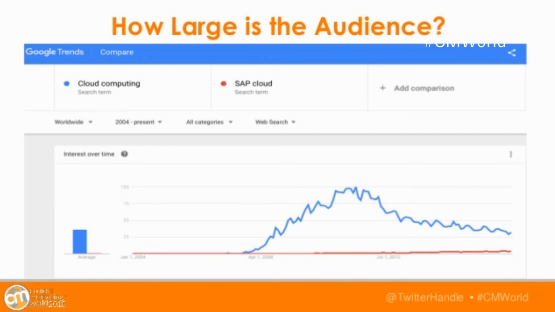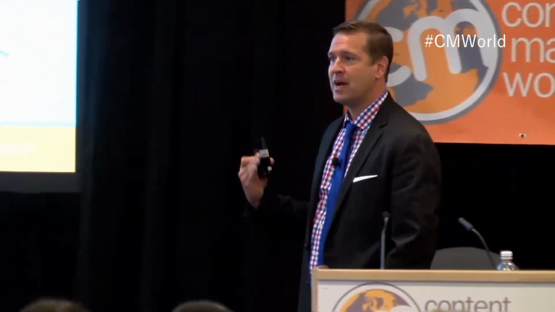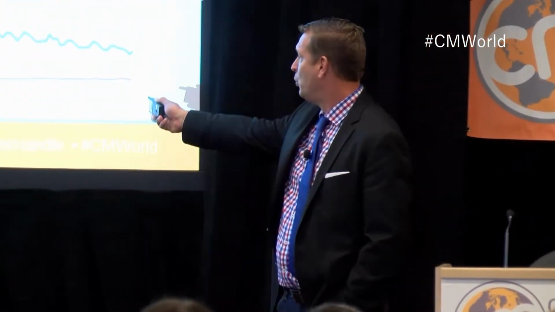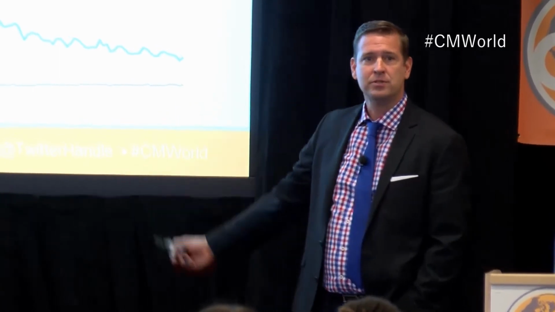So SAP sells cloud computing software and solutions, and you can see this is the Google trend chart of all the people that make that search every single month. And this is the number of people that are searching for SAP Cloud. Right? So you can see the size of the audience of people that you can potentially reach with content marketing is many, many times larger than the size of people we typically talk to on our websites.